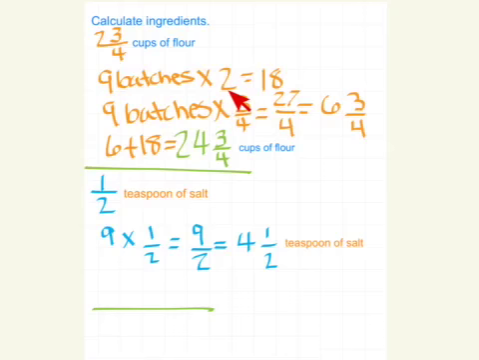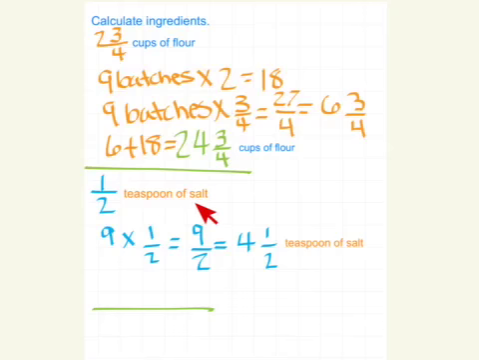9 batches times 2 from this one equals 18. 9 batches times 3/4 part of this equals 27/4, which is an improper fraction. If I calculate this, it equals 6 3/4. But I cannot forget the 18. 6 plus 18 equals 24. Add the 3/4, so 24 3/4 cups of flour.